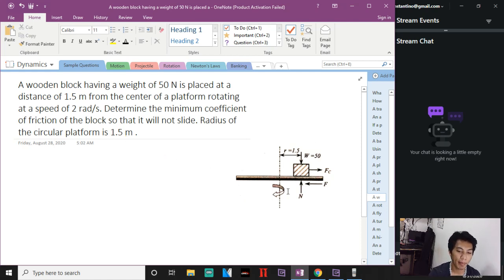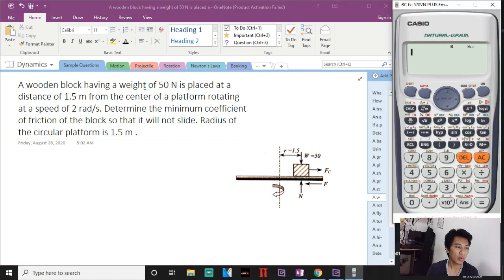Okay, a wooden block having a weight of 150 newtons is placed at a distance of 1.5 meters from the center of a platform, rotating at a speed of 2 radian per second. Determine the minimum coefficient of friction of the block so that it will not slide. The radius of circular platform is 1.5 meters.